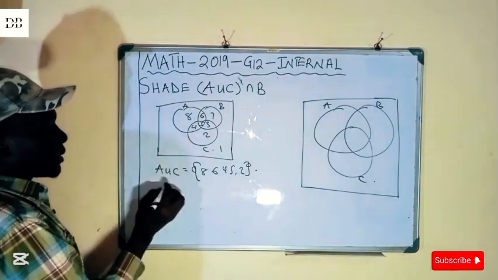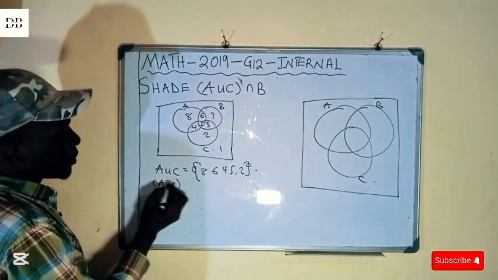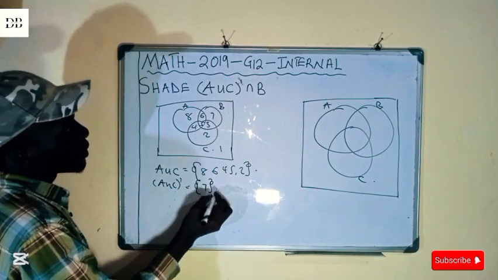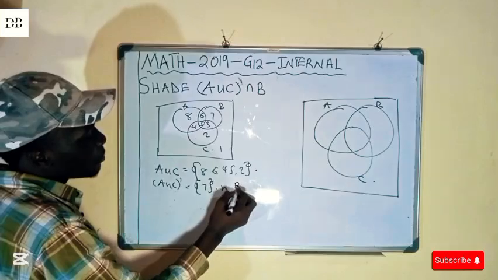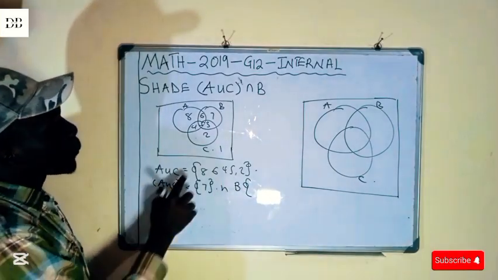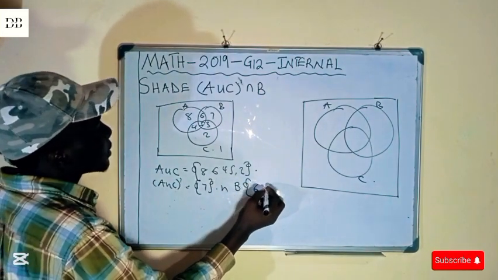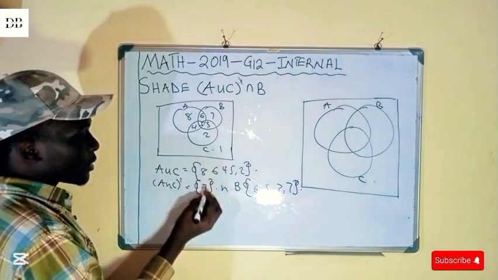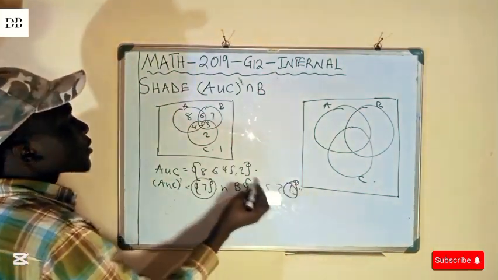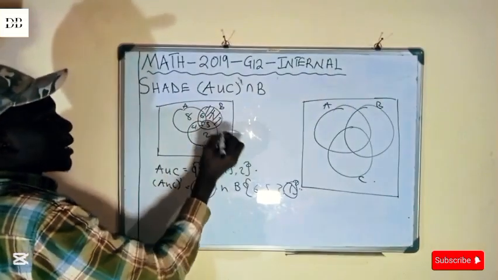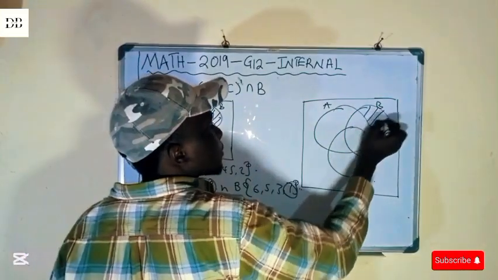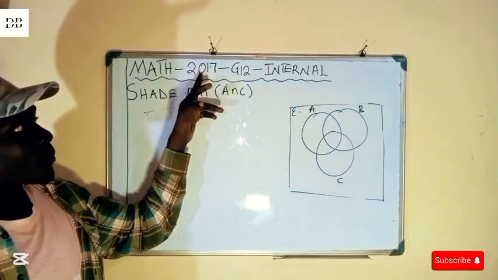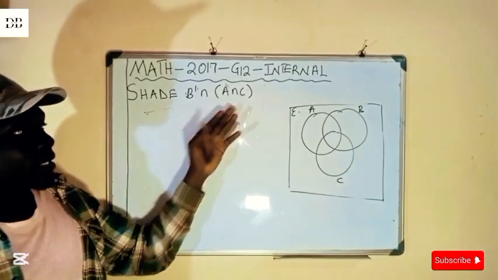Then complement it, so A union C complement will be equal to 7. Then we intersect it with B. B is the set 6, 5, 3, and 7. Then we intersect them, we will only remain with 7. So our shading part will be this part, which is this part. Then we are done.